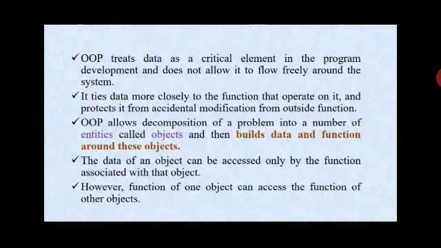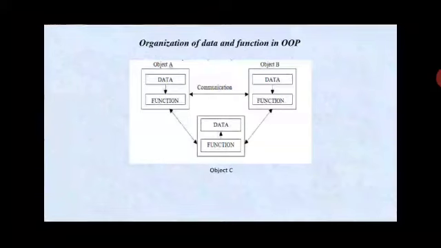The data of an object can be accessed only by the function associated with that object. See this organization of data and function. Object A, object B, object C, 3 objects. Here we have data and function. You can think about the student concept, student object. So we have the communication between all the objects. This is a simple idea of organization of data and function in object-oriented programming.